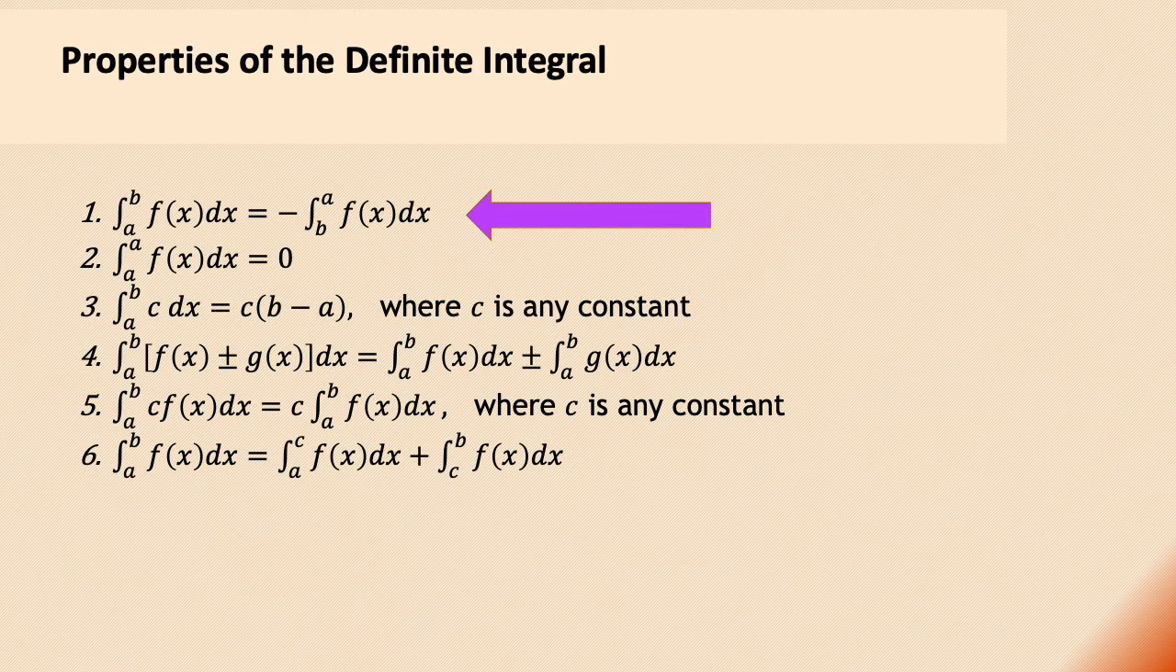There are a lot of properties of the definite integral, and the one that we're going to use in one of the parts of the next example is just this first property, which says that the integral from a to b is the negative of the integral from b to a. So if you swap the upper and the lower limits, you simply get the negative of what you had before.